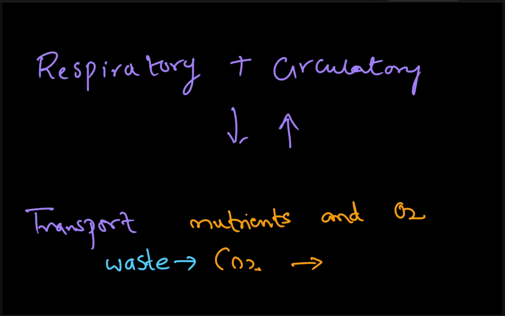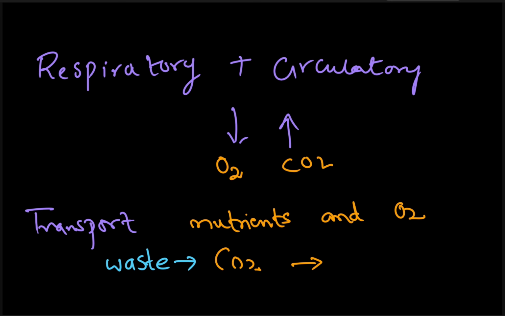Our respiratory and circulatory systems work together to bring oxygen to all the body cells and to carry carbon dioxide away from the cells. To transport nutrients and oxygen to all the body parts, and it is also the transport system for carbon dioxide to the parts from where it can be eliminated.